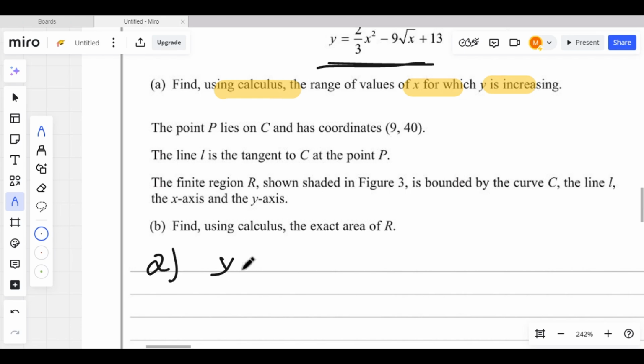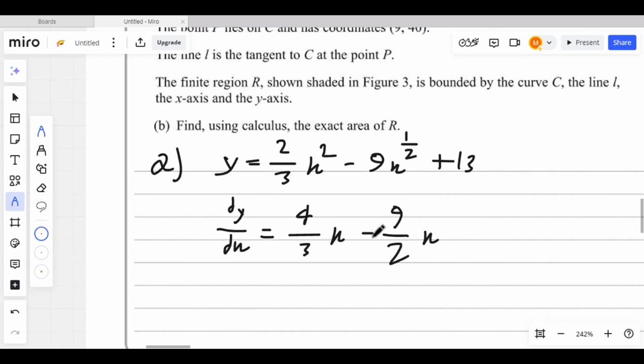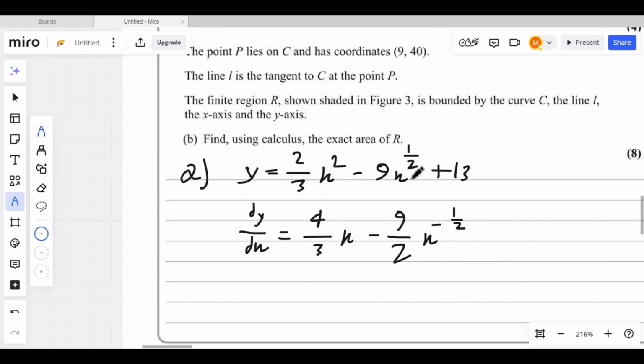At first, a bit of simplification, not simplifying, just taking out the powers of the variables, and then differentiate it directly. So dy over dx, that would be what? 4 over 3 x minus 9 over 2 x to the power negative half. This is the derivative of the curve C.